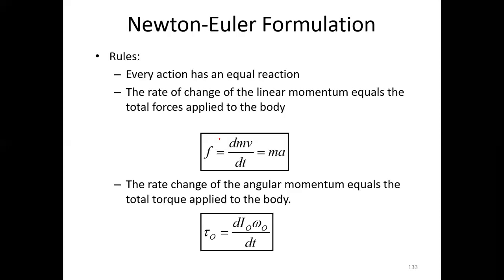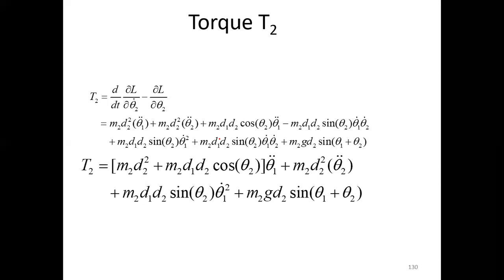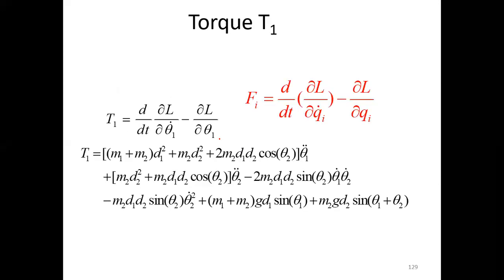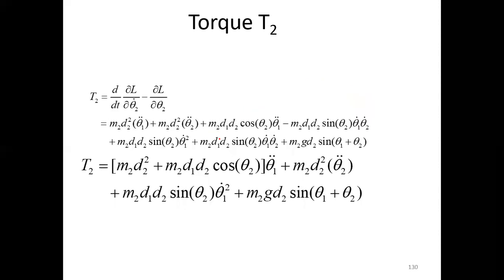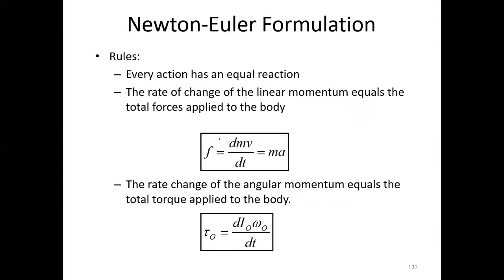Newton-Euler formulation. So these are the basic rules for identifying the Newton-Euler formulation. Before that, we didn't know the torque values. Okay. So this is torque one. How to calculate torque one and torque two of the given RR robot. So, the rules of Newton-Euler formulation.